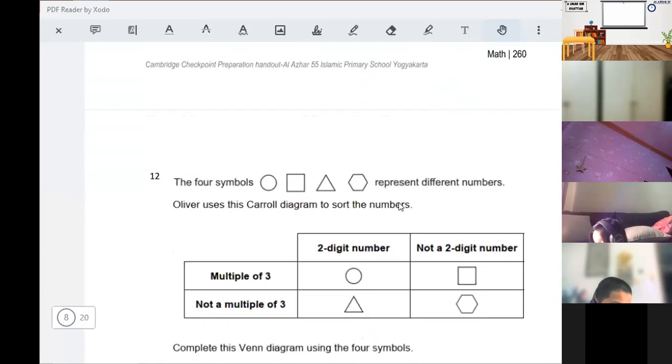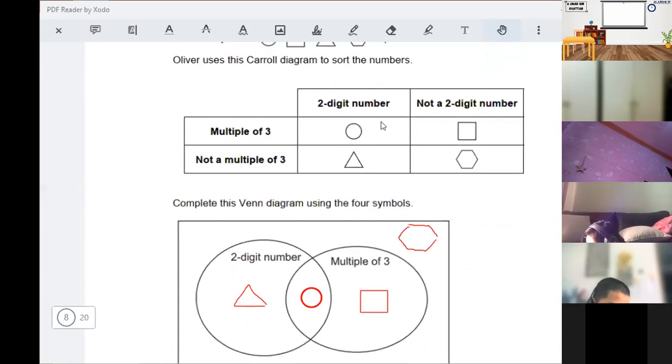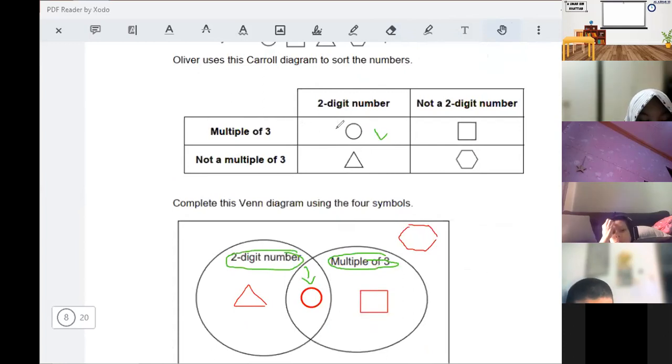Okay, now to sort this one, we need to see the title first. This is a 2-digit number and multiple of 3. This one is both a 2-digit number and a multiple of 3. And then we get the circles here. And this one is a multiple of 3, but not a 2-digit number. This one.